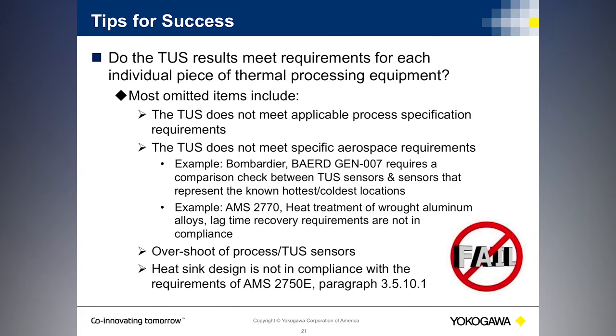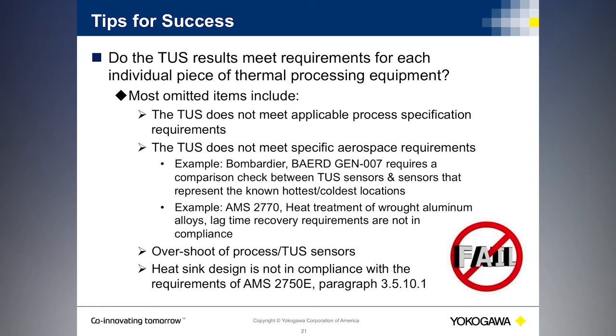Another non-conformance top pyrometry finding is: do the TUS results meet the requirements of all applicable specifications for each thermal processing? Again, what we see here is the TUS not meeting the applicable process specification. If you have a plus or minus 10 furnace and you are certifying it to plus or minus 15, or work is going into a furnace that should have been plus or minus 10 and goes into a plus or minus 15 furnace, that would obviously generate an NCR.